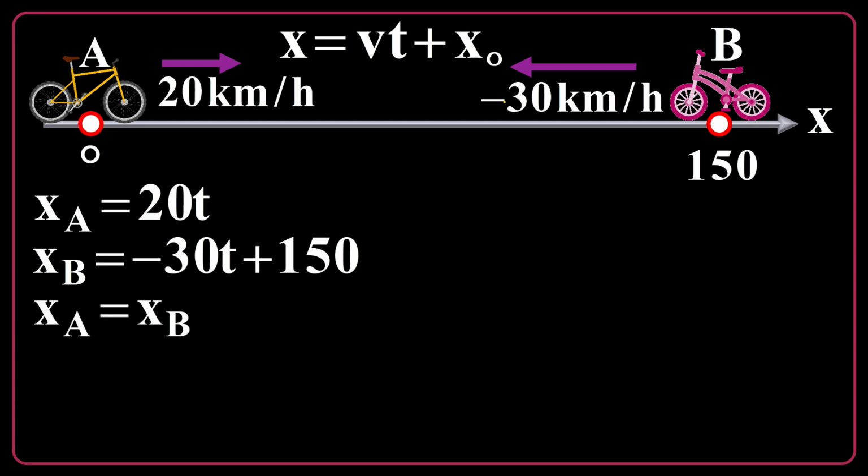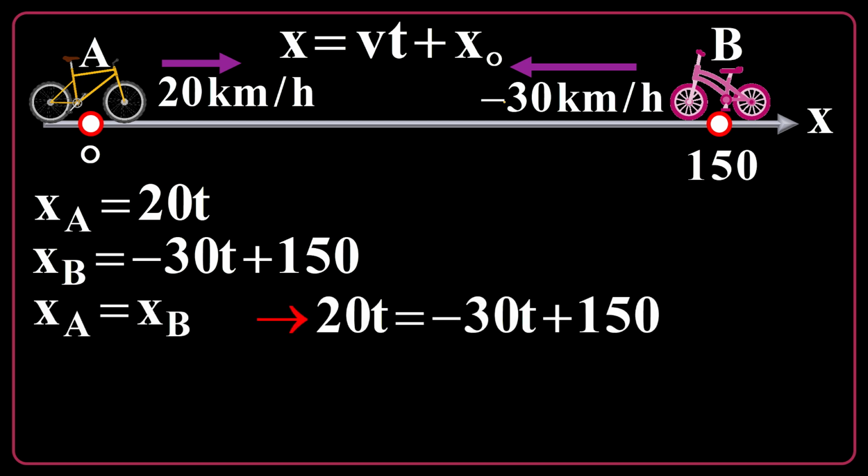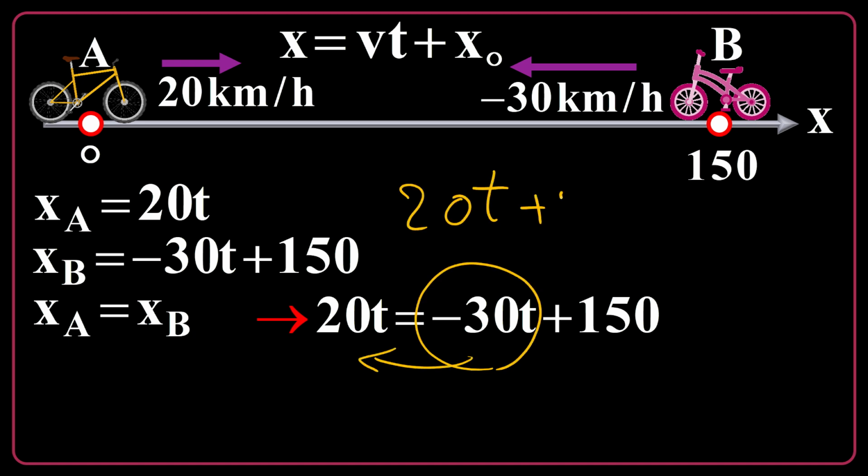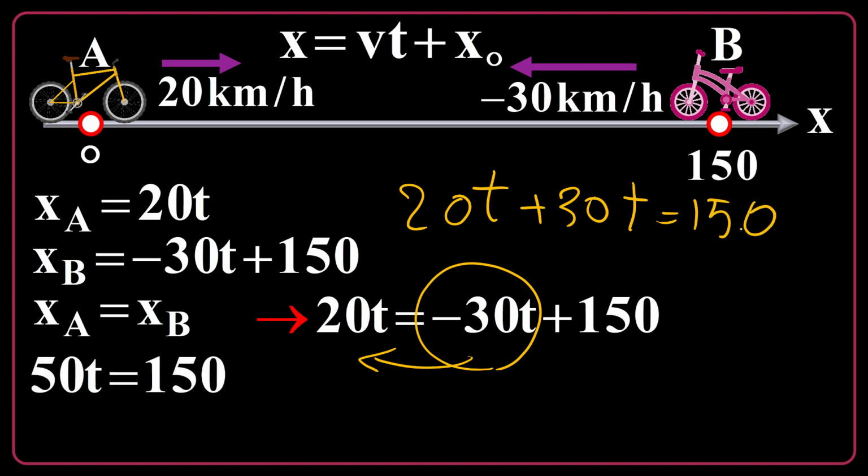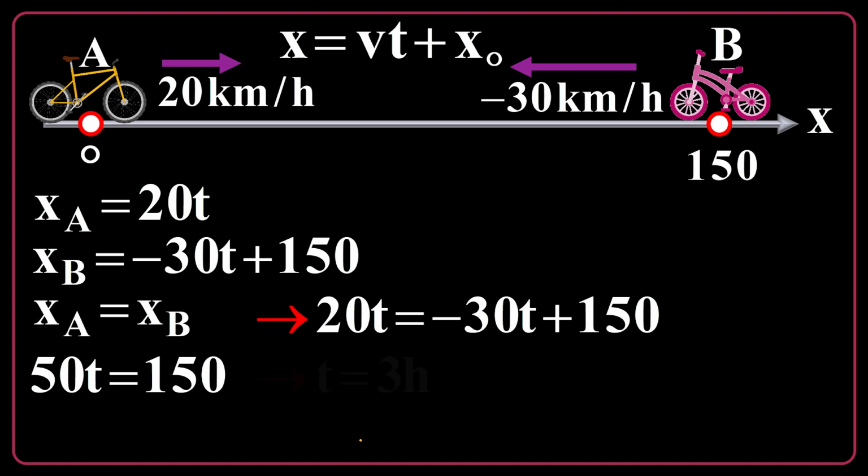Then I put them equal. XA equals XB. Then I plug in the values and take it to the left side. So 20t plus 30t is equal to 150. So 50t is equal to 150, and so t is going to be 150 over 50. So it's 3. Basically, I expect the meeting time to be 3 hours after they start.